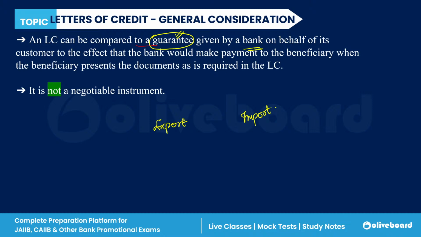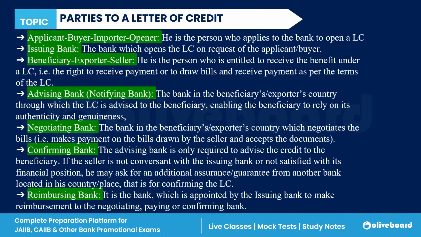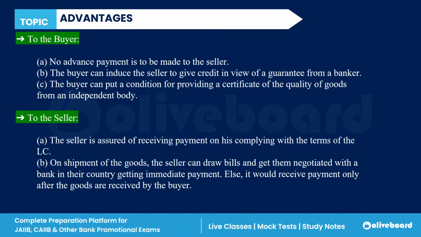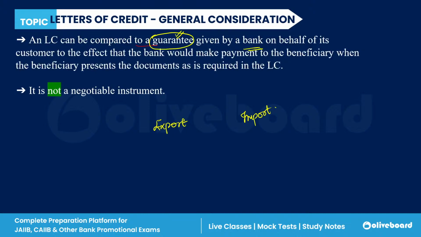Now, it is actually a non-negotiable instrument, meaning you cannot forward this letter of credit, you cannot endorse it to anyone else. Now, how does this letter of credit work? First of all, it's a very simple process. Now, how does the letter of credit work?